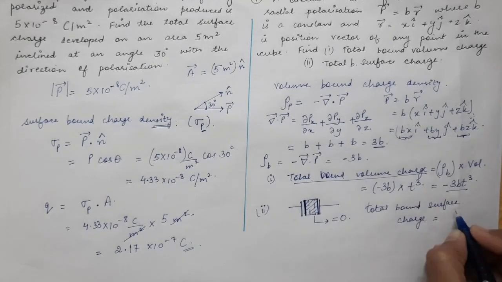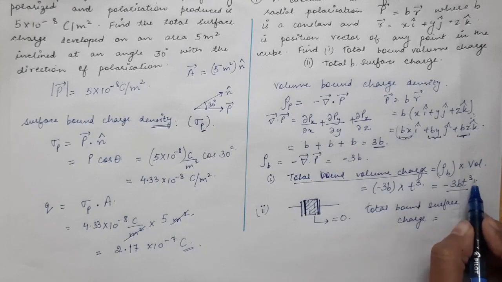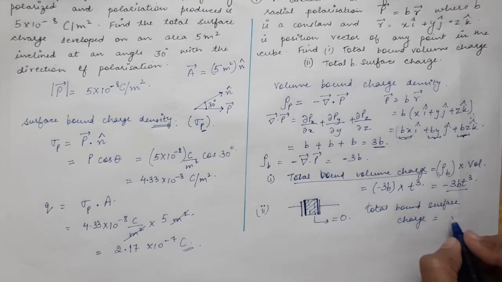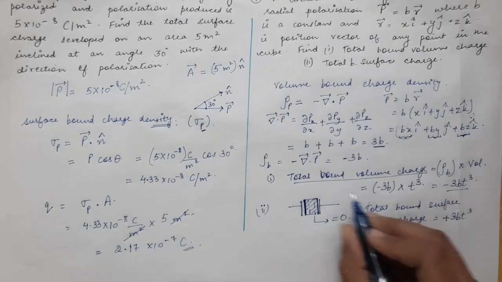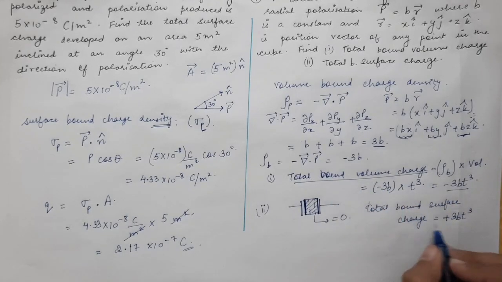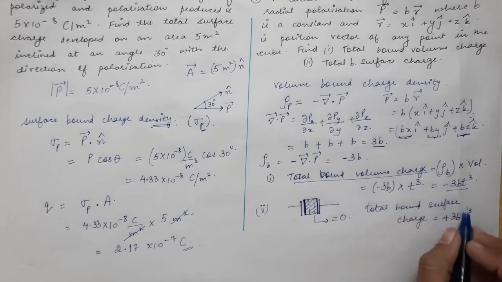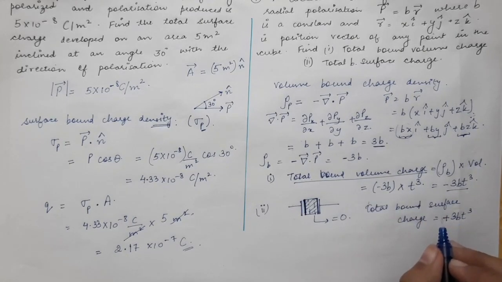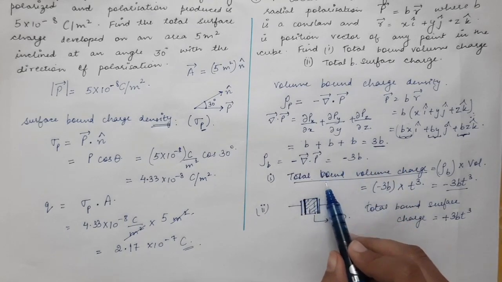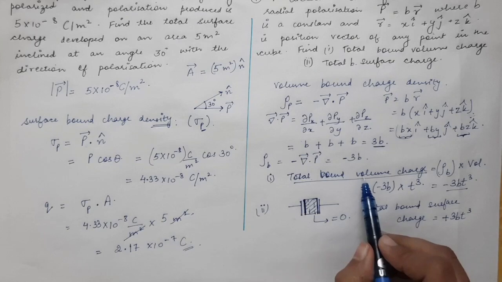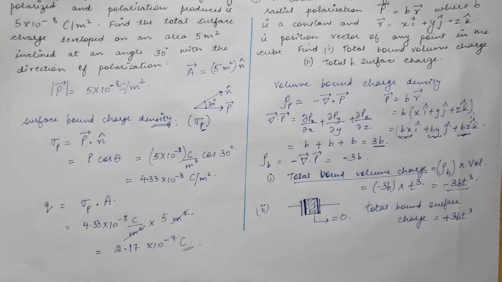will become equal to, now total bound volume charge is minus 3b t cube and total bound surface charge will be equal to plus 3b t cube. So the summation of total bound volume charge and total bound surface charge will be equal to 0. So this is the property that comes in polarization, that the amount of bound charge present in volume is always equal and opposite to the amount of charge which is present on the surface.